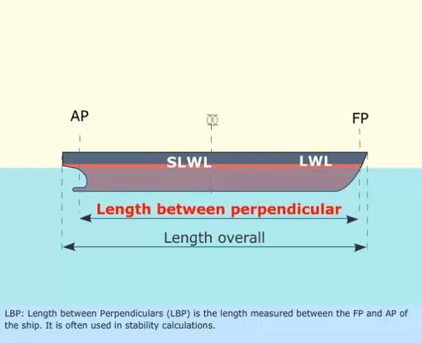LBP, length between perpendiculars. LBP is the length measured between the FP and the AP of the ship. It is often used in stability calculations.